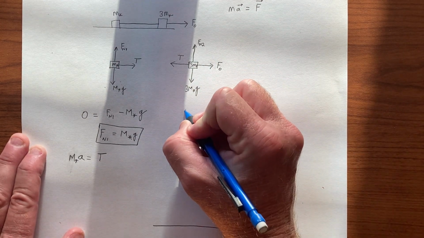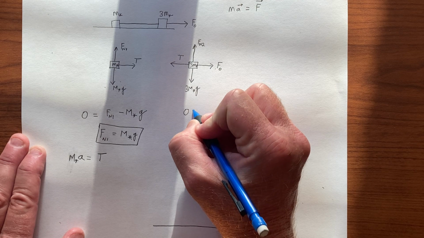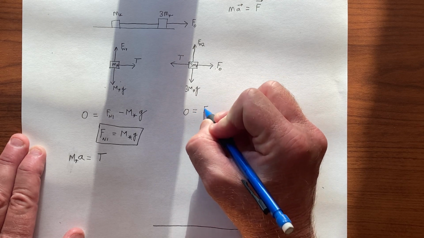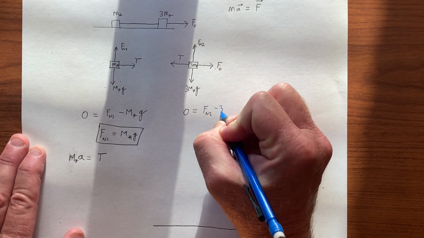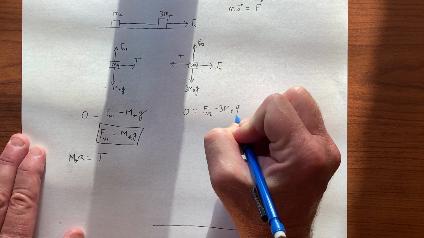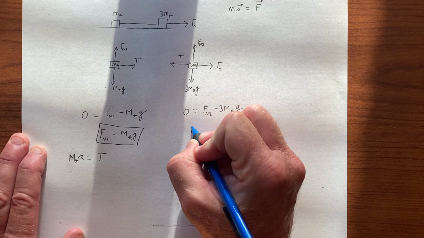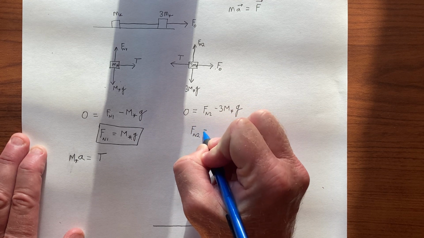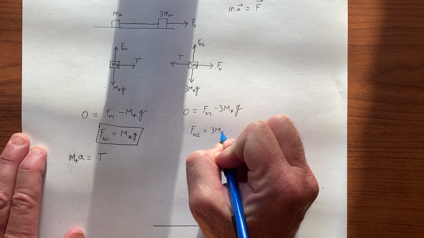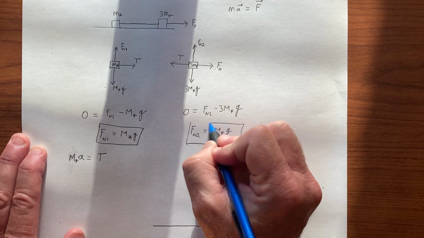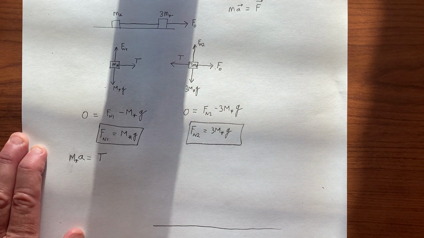So in the vertical direction for this object, again, no acceleration. So we have Fn2 minus 3 m star g. And that gives us Fn2 is equal to 3 m star g. And so we know the two normal forces acting on these objects.